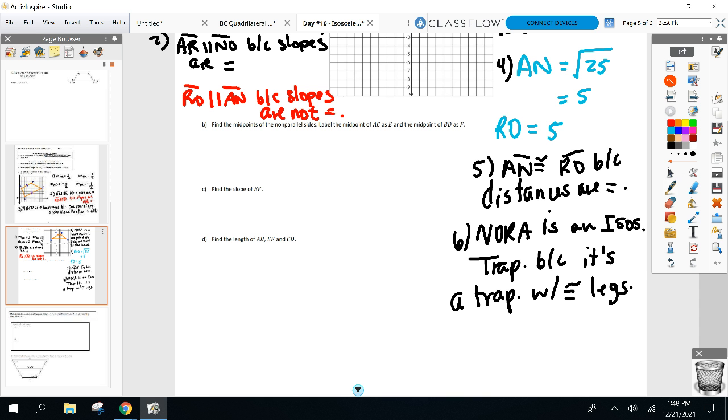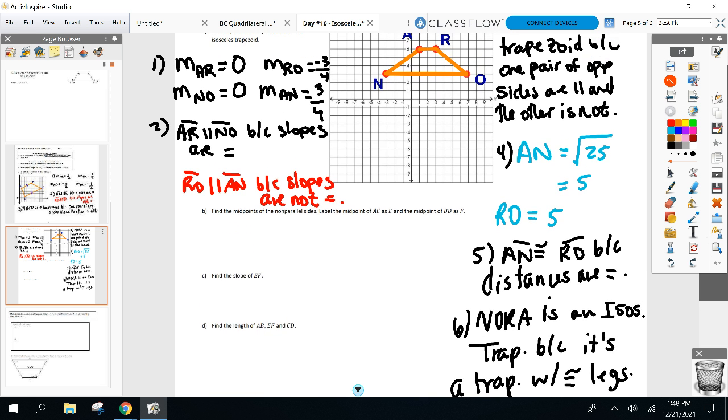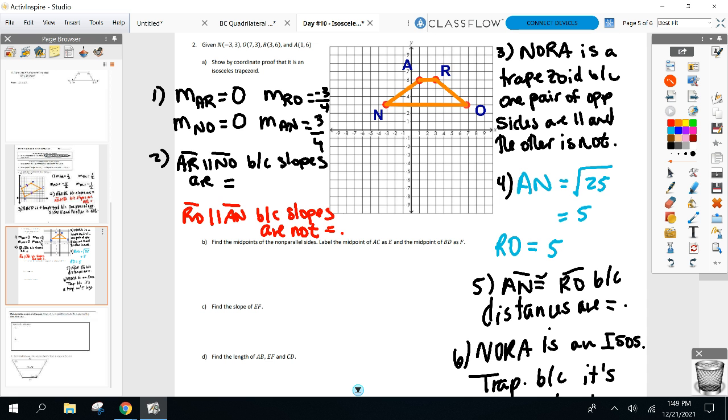And just so you know, I apologize in advance. There are a couple typos here. It used to be trapezoid ABCD, and we changed it to NORA over the summer, so we have to change this. Can you label the midpoint of AN as E and the midpoint of RO as F? My apologies. So can you guys find those 2 midpoints in your group right now?